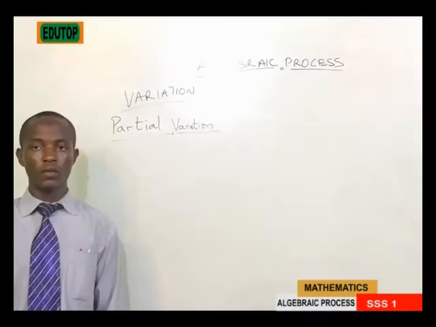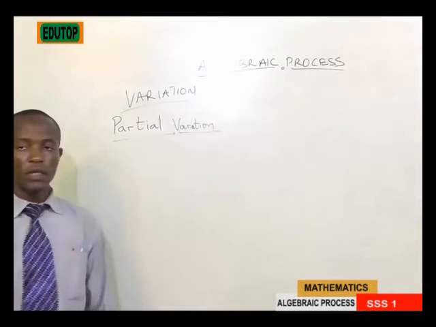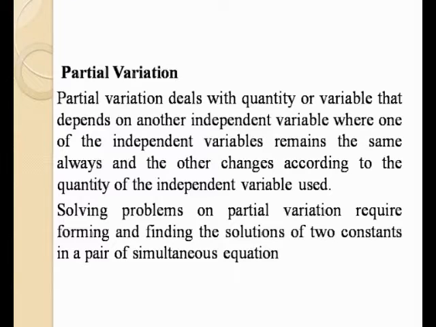The last type of variation we'll be dealing with in our course of study is partial variation. Partial variation deals with a quantity or variable that depends on another independent variable, where one of the independent variables remains the same always, and the other changes according to the quantity of the independent variable used. Solving problems on partial variation requires forming and finding the solution of two constants in a pair of simultaneous equations. That is, we are going to be making use of the knowledge of simultaneous equations here.